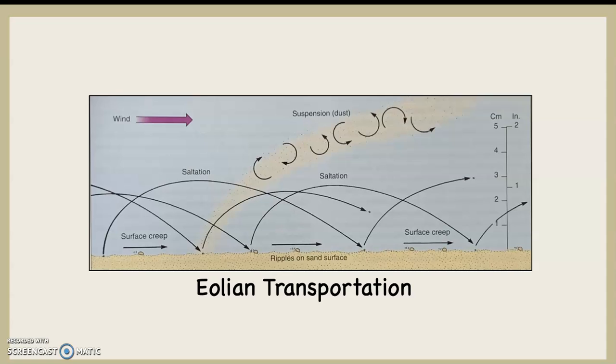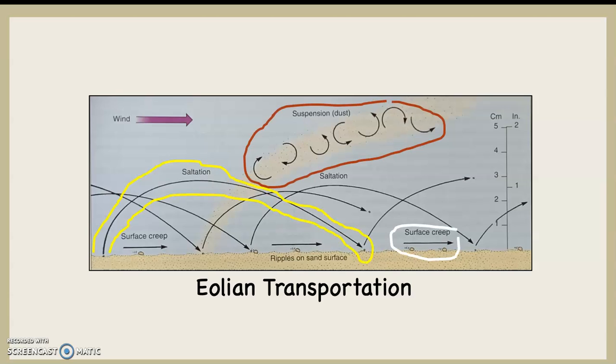So there are three ways that wind transports material: through suspension, saltation, and in surface creep. Okay, if you look at this diagram, you can see them all. Let me circle it for you. There you go.